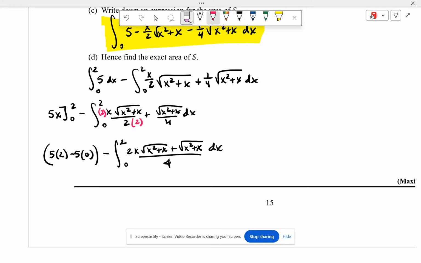So now, let's evaluate the front. What is that going to end up being? 10 minus 0 is going to be 10. So I have 10 minus. Let's put the 1/4 out front. And now I have from 0 to 2 of 2x radical x squared plus x plus the square root of x squared plus x. I got a common denominator so I could combine the two numerators.